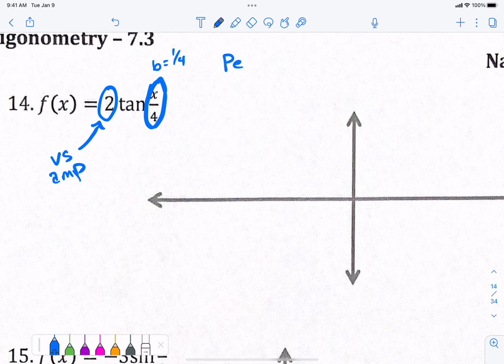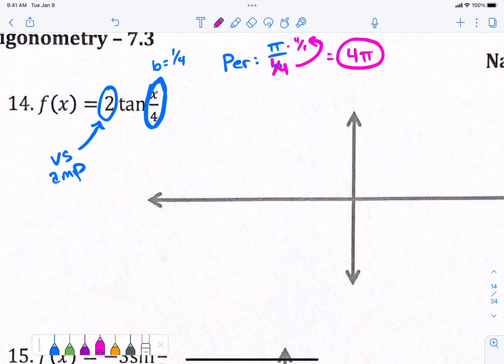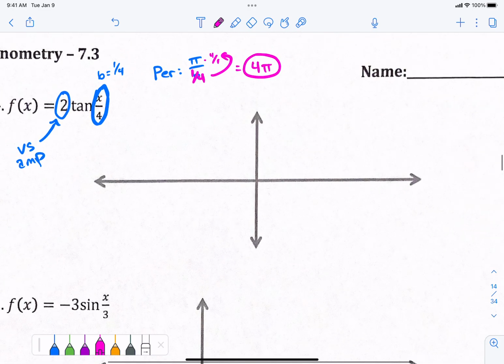That tells me that the period is pi over B. And pi over 1/4, you flip it to the top. 1/4 flipped is 4 over 1. What's 4 over 1 times pi? 4 pi. So am I making it wider or narrower? Wider. I'm making it way wider.